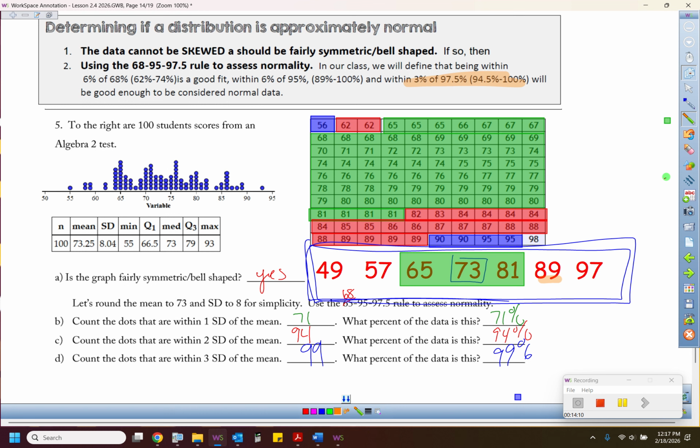Yes. So can we consider this data to be quote-unquote normal? The answer is yes, because the empirical rule works. That's the fancy name for it. It's also called the 68-95-97.5 rule, which we're going to get so comfortable with.